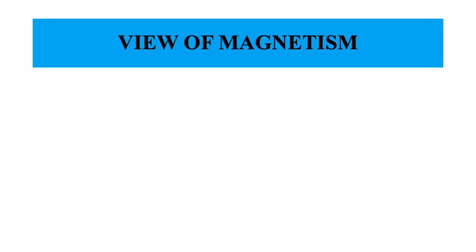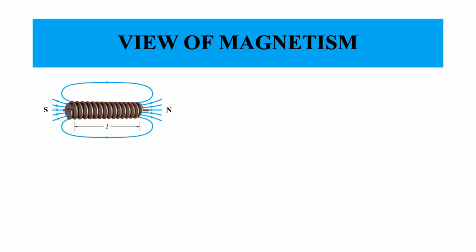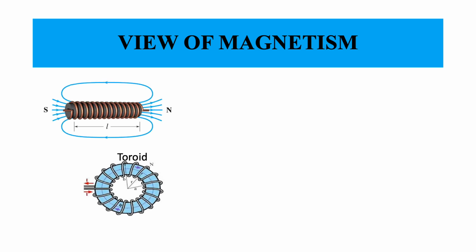So to begin with, let us first look at what is the traditional view of magnetism. Okay, so there are a few additional geometries that we use to produce especially a very high magnetic field, and these are what are called solenoids and toroids, and they actually consist of magnetic material, which we are going to discuss sometime later, especially the ferromagnetic material.